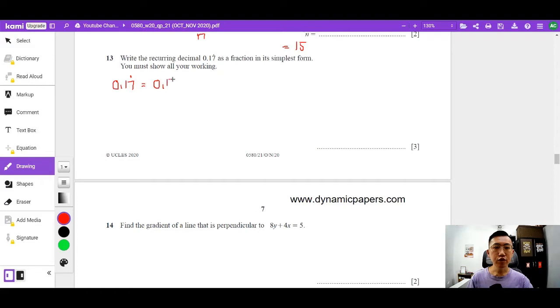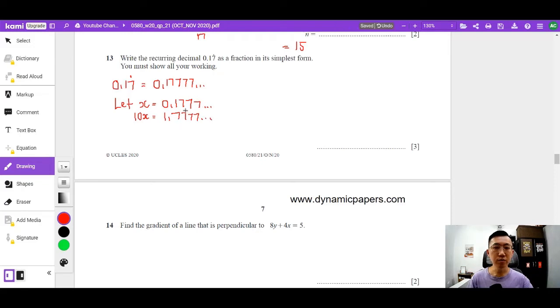So let me show you, 0.17777 dot, like that. It's never ending and the 7 is repeated, recurring. So first step, let x equal 0.1777 dot. Then continue to write your 10x, 100x and 1000x. Just follow this working. 10x means you take this value times 10. So you will get 1.7777 dot.